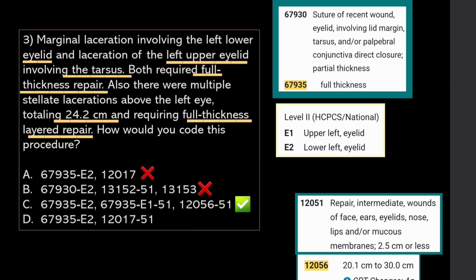Option A will be wrong because the code 12017 is for simple repair, and in option D also they have mentioned 12017. Therefore, option D is wrong. The right answer is option C. Let us solve another question.